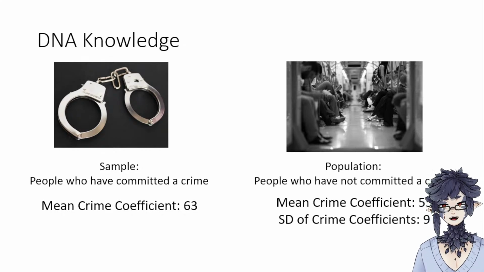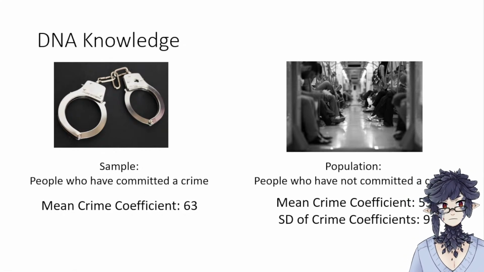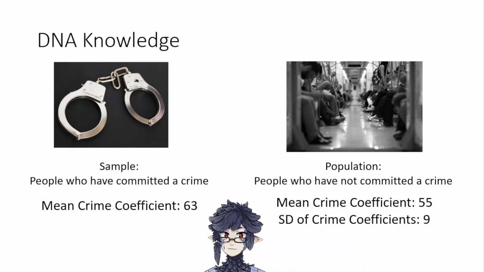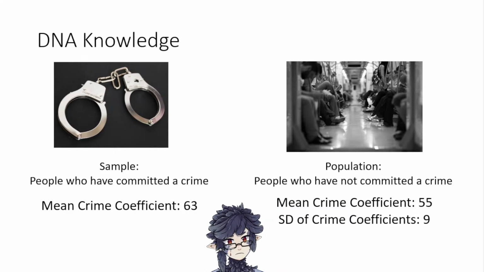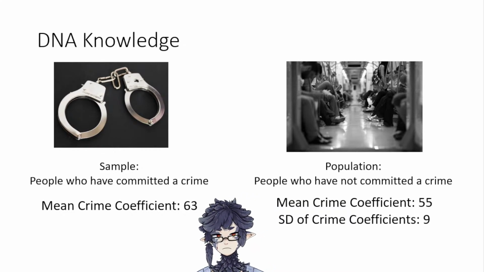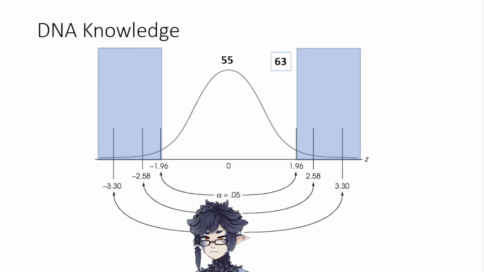So let's do another example. Let's say we have our sample of people who have been convicted of a crime, and their average crime coefficient is 63. Then we have our population. Their average crime coefficient is 55 with a standard deviation of 9. And let's say we get a result that looks a bit like this.